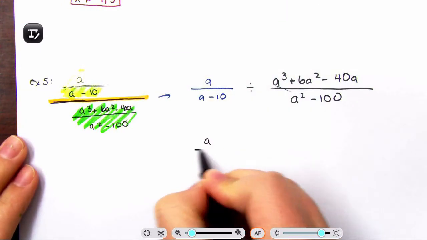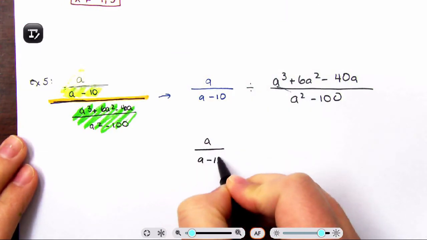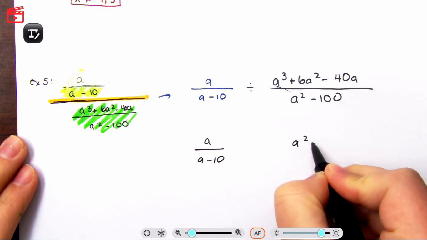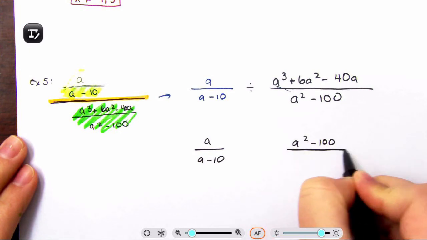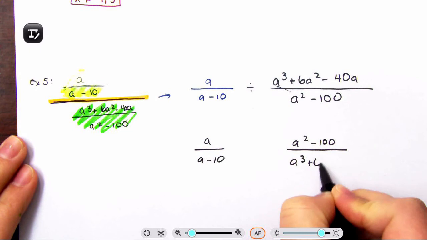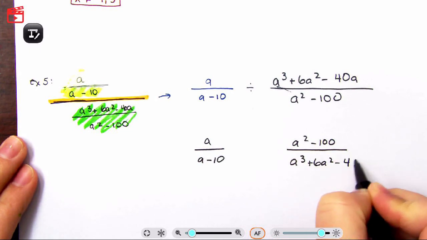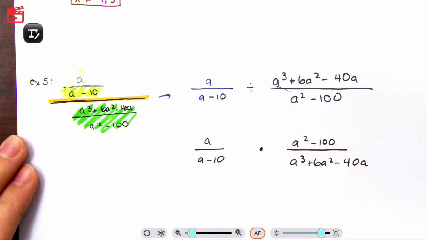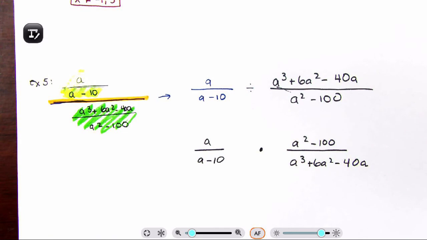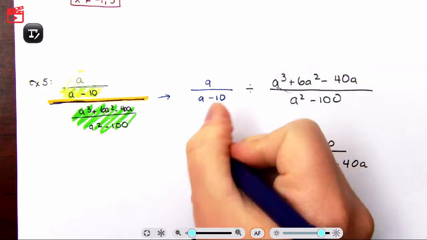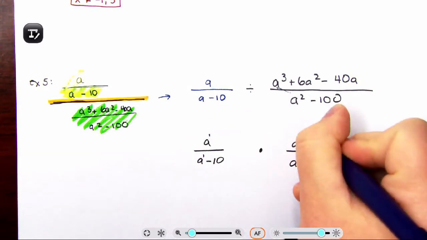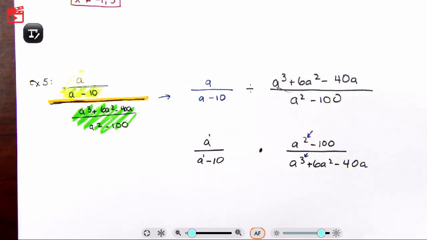We're going to keep, we're going to flip, and we're going to change. And now we have a multiplication problem. Now, again, you want to make sure that you're factoring all things that can be factored. So I'm noticing I have a 2 and a 3, so we need to factor those out.